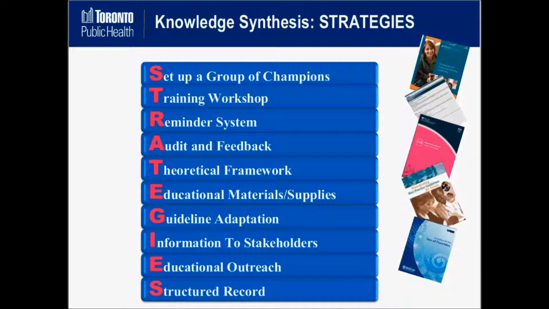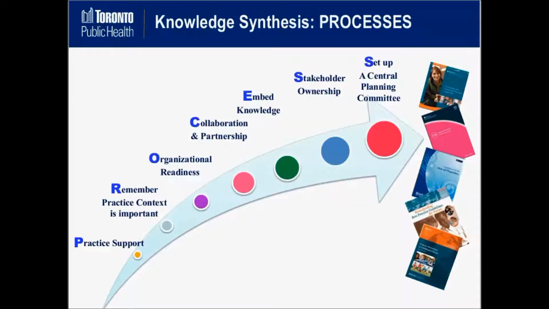Next one is the process. What kind of process in the literature are using? I use PROCESS, the process, to let you know some of the process that the literature are using. So P is representing practice support and facilitations. It is crucial to have a full-time person facilitating this process.